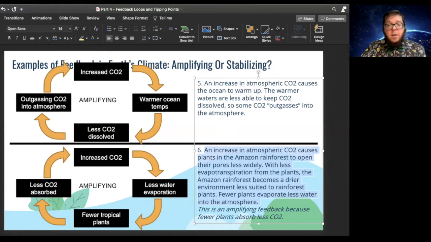water, and so on. In a way, the Amazon rainforest was already a stabilizing feedback loop at equilibrium, right? At a dynamic equilibrium, right?